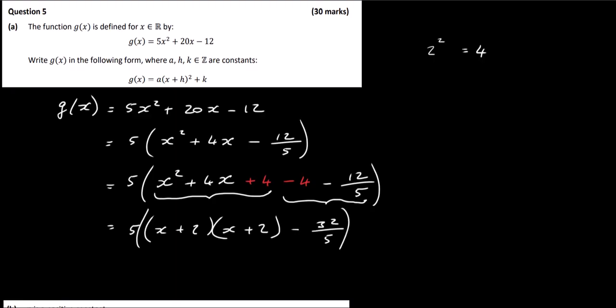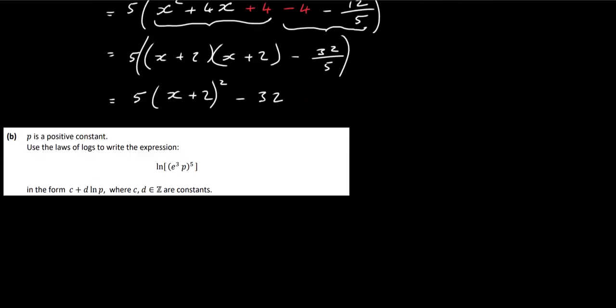And then just multiply out that 5. So you multiply 5 by the x plus 2, there are two of them, so it's squared. And then when you multiply this by the 5, that 5 will cancel and you just end up with minus 32. So that's really it for part A. Okay, let's have a look at part B.